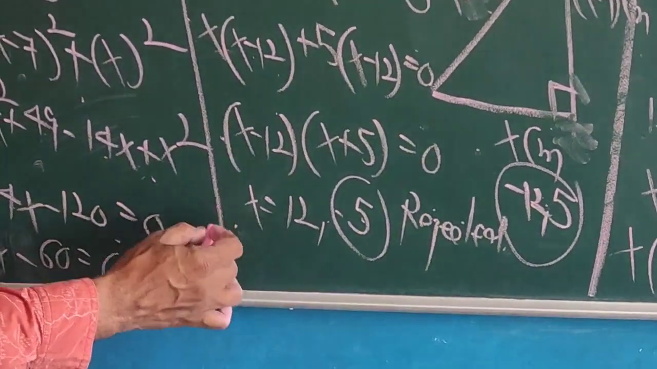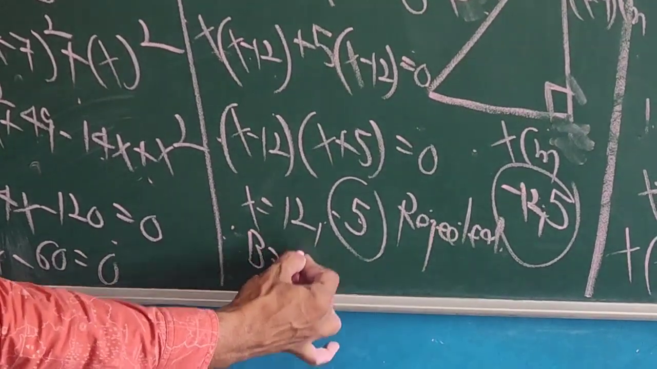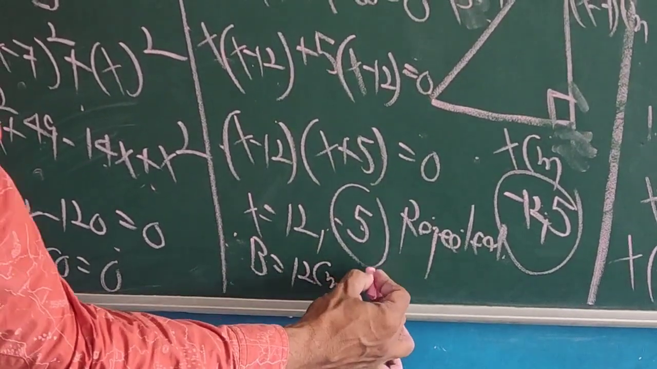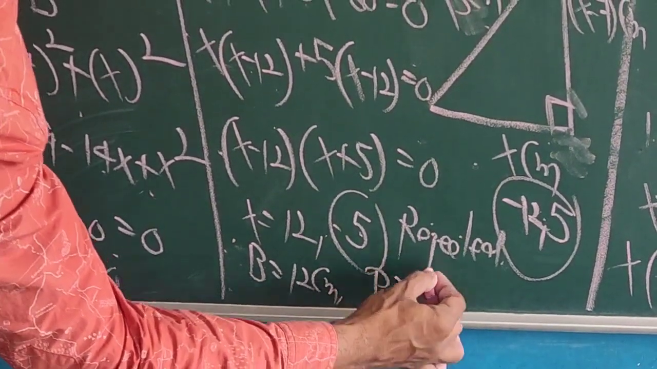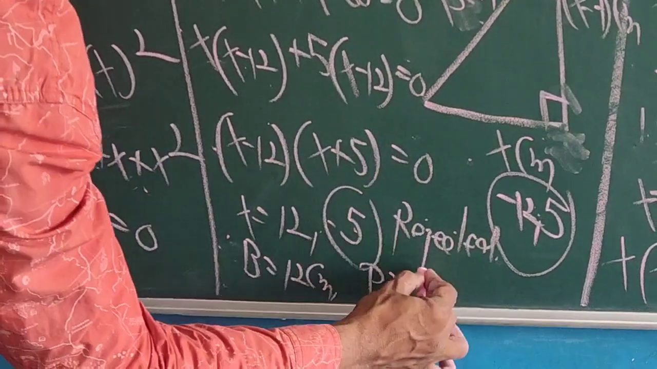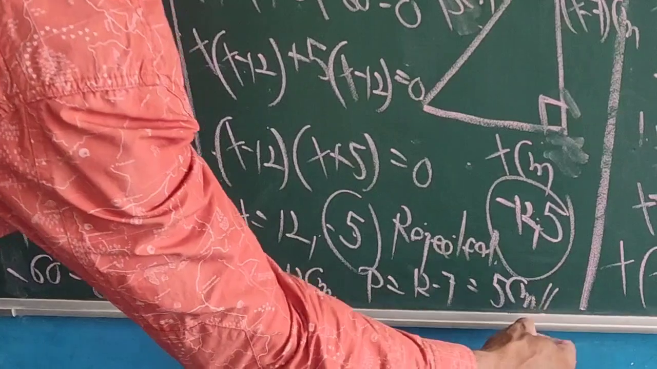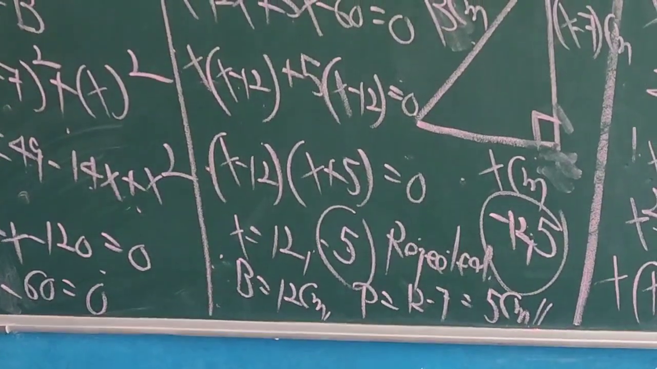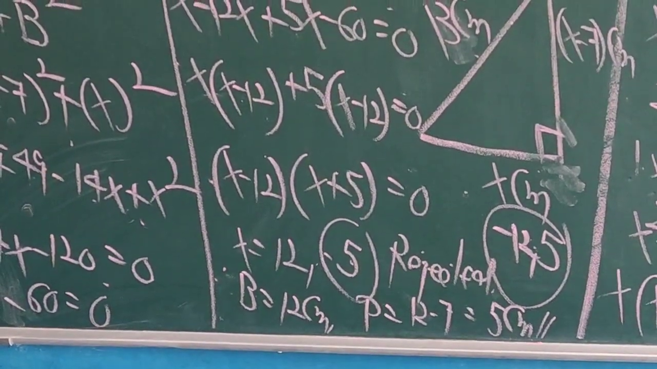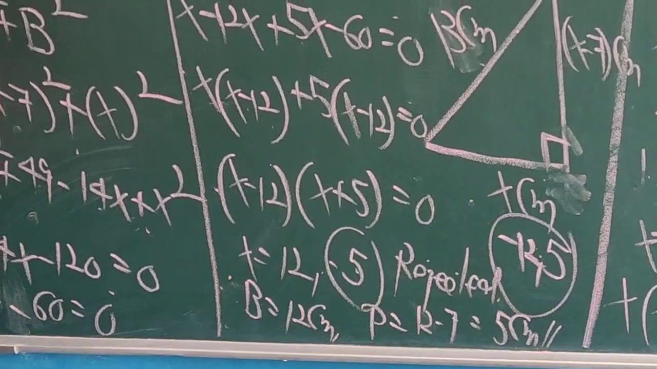So when x equals 12, therefore base equals 12 centimeters and perpendicular is equal to x minus 7. Means 12 minus 7 is equal to 5 centimeters. So 12 and 5 are the other two sides of this right angle triangle.